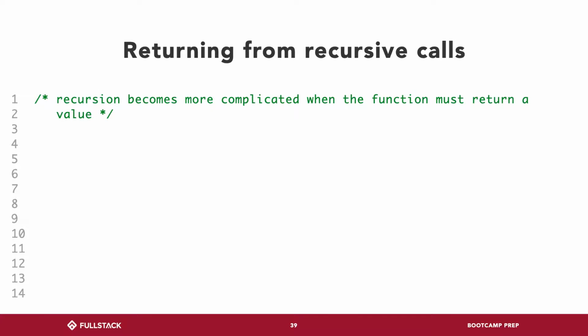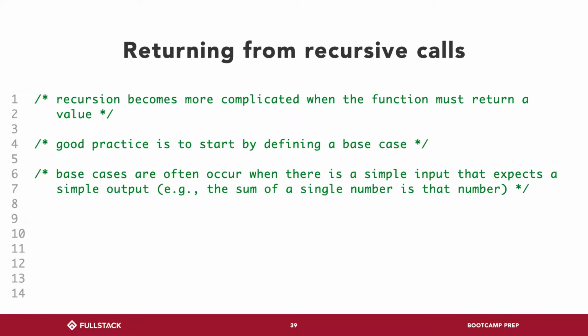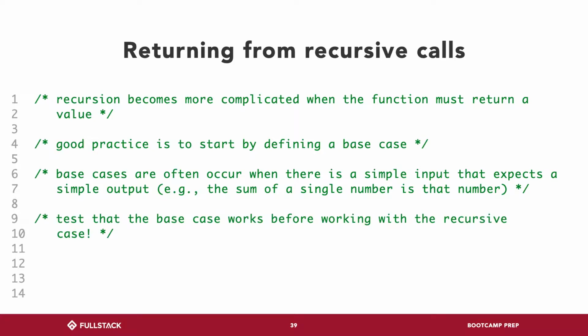So let's talk about returning values from recursive calls. Recursion becomes more complicated when the function must return a value, and good practice is to start by defining the base case. Base cases often occur when there is a simple input that expects a simple output, right? So the sum of a number is that number, right? So test that the base case works before working with the recursive case. It's best practice, just so you don't get caught in infinite loops, you know?